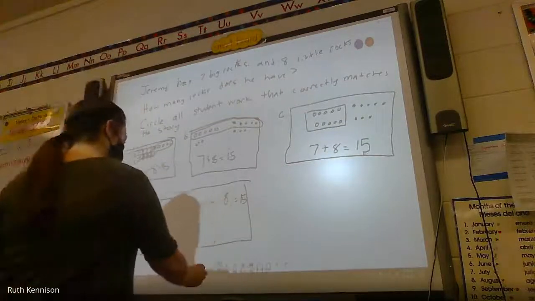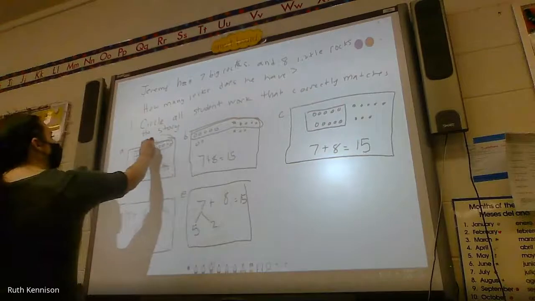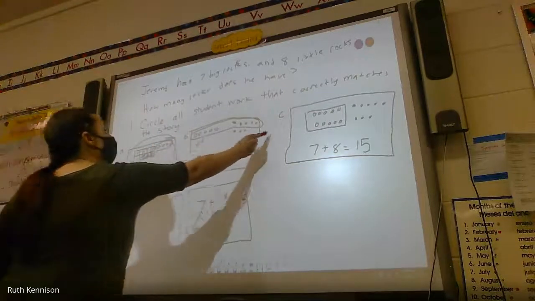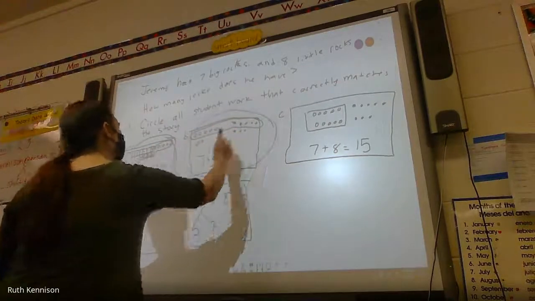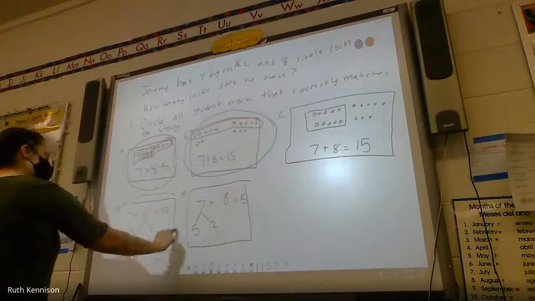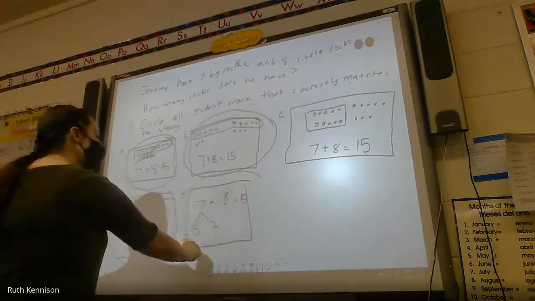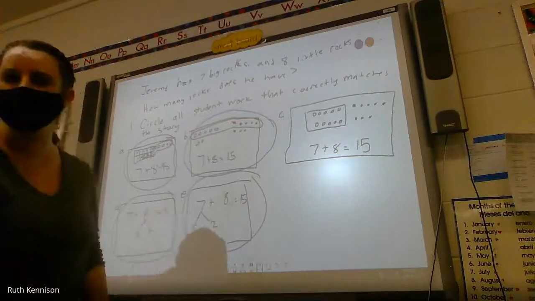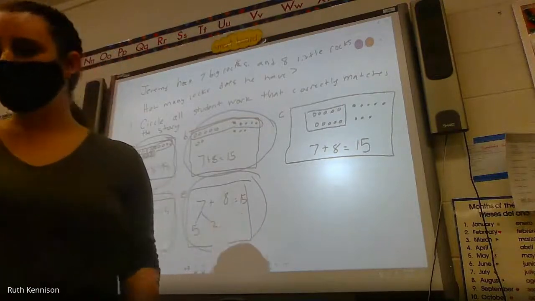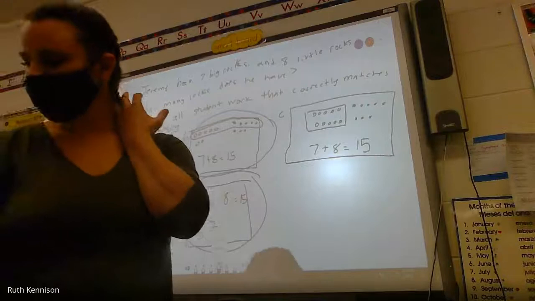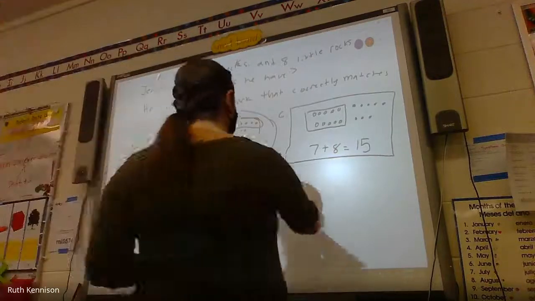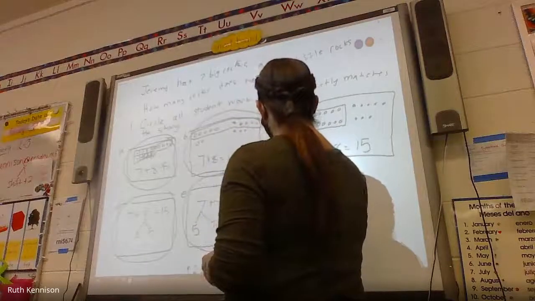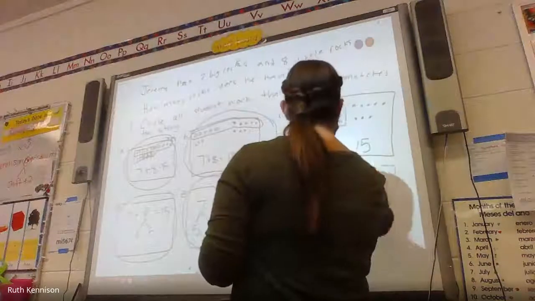So far, this one did it correct. This one did it correct. This one did it correct. This one did it correct, but that one did not. So far, that's the only one we do not circle. Okay, let's do F, just to see what F did.